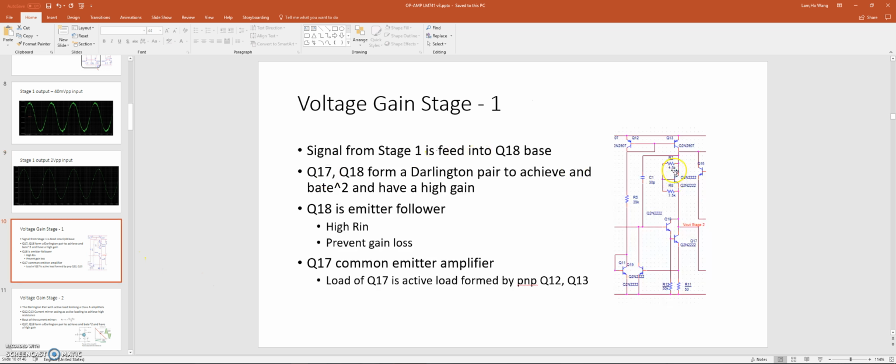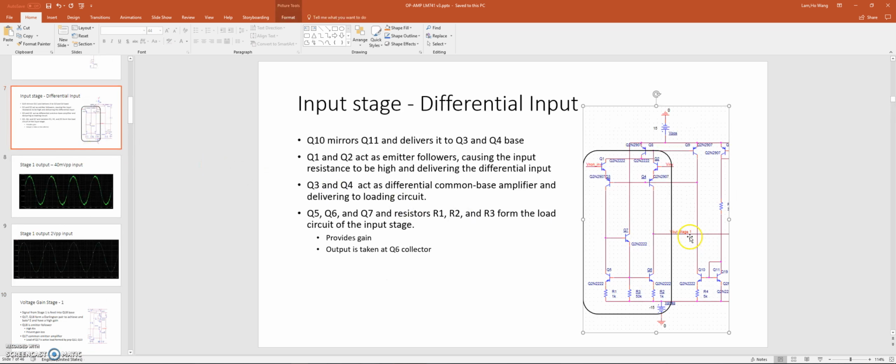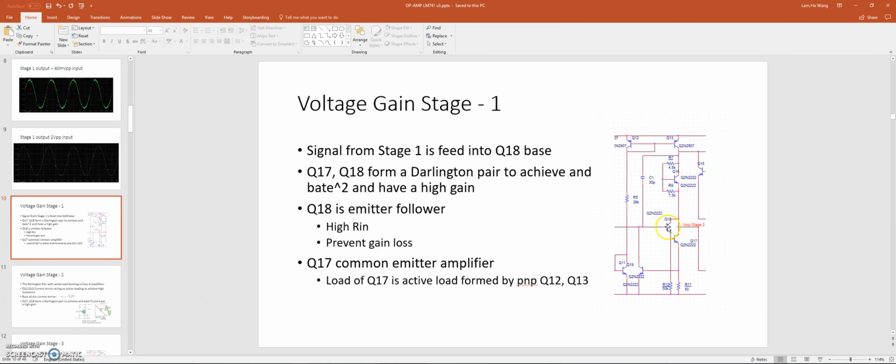Okay, let's move on to the second stage. The second stage is a gain stage. The signal is fed to the base of Q18. So let's go back here. We can see a V out here, and then it's feeding to this Q18 transistor. Q18 and Q17 form a Darlington pair. The benefit of a Darlington pair is we have beta squared, which is going to give us a very high gain. And also Q18 is serving as an emitter follower, so this is going to give us a very high input resistance.